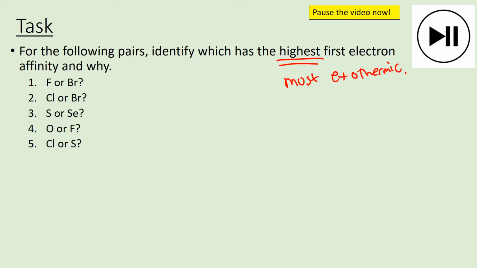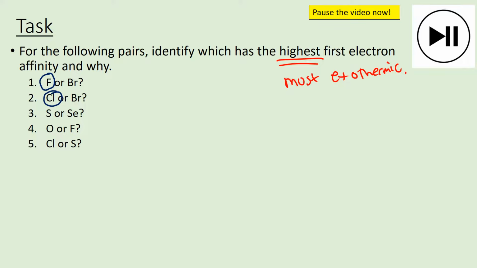Right, okay then. If we consider fluorine and bromine, they are both in the same group. However, fluorine is higher up the group, which means fluorine, because it has a smaller radius and less electron shielding, has a higher or more exothermic first electron affinity. Number 2, for the exact same reason, we're going with chlorine this time. Because if you look at the periodic table, chlorine is above bromine, which means it has a smaller radius, it has less electron shielding, and therefore a more exothermic or a higher first electron affinity.